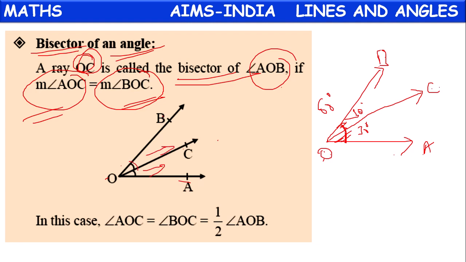If a ray divides the angle at the common endpoint into two equal parts, then that ray is called the bisector of that angle. Each part, AOC or BOC, will be equal to half of the total angle. Okay.